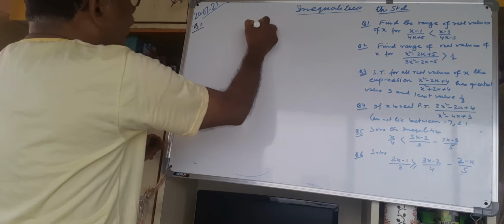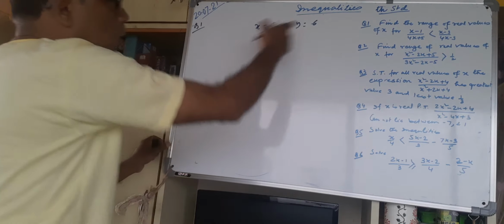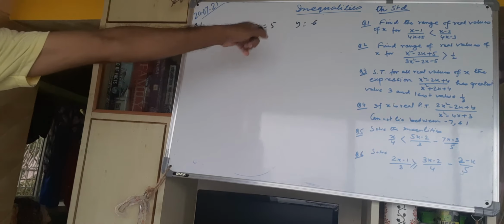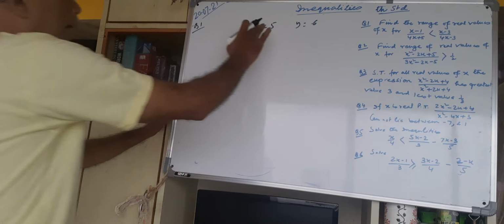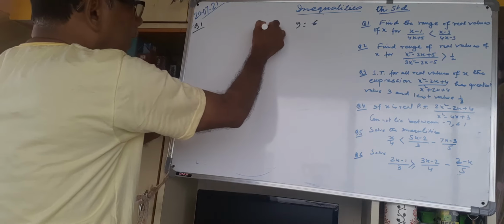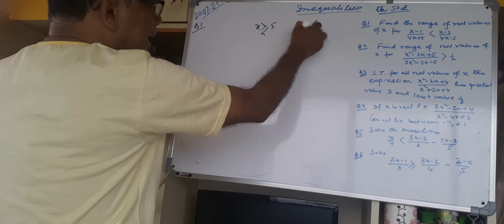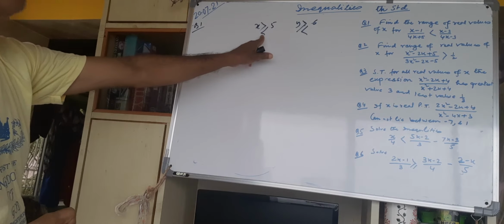We know equalities: x equals 5, y equals 6. This is called equal. Value of x is 5, value of y is 6. And inequality means x greater than 5 or less than 5, y greater than 5 or less than 5. This is called greater than, this is called less than.